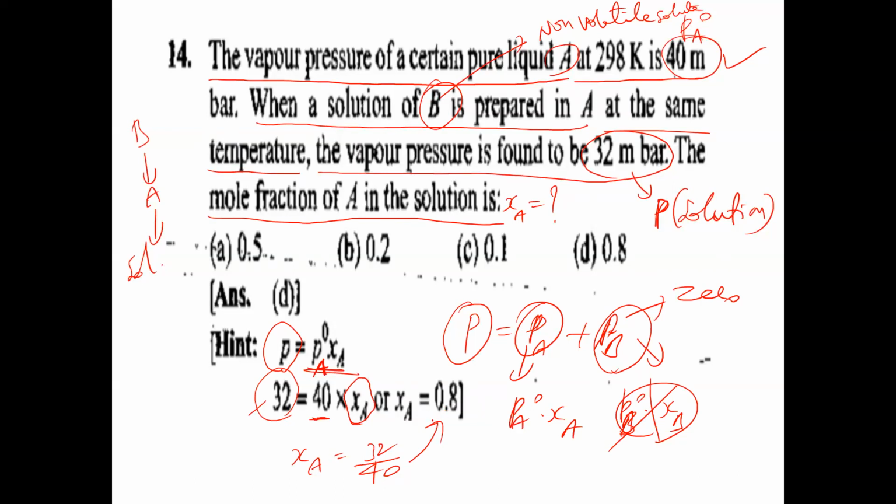So that way we have to understand. Here PB is not given. That means we have to take PB value as 0. Then the total vapor pressure of the solution is equal to PA only. That's why we have taken PA naught into XA only.